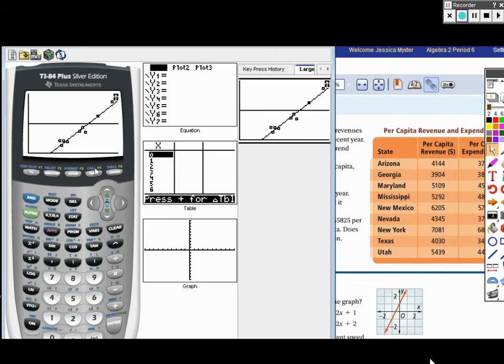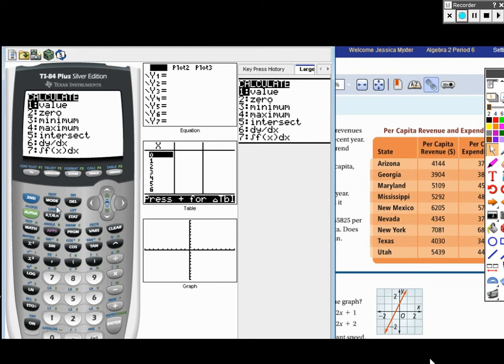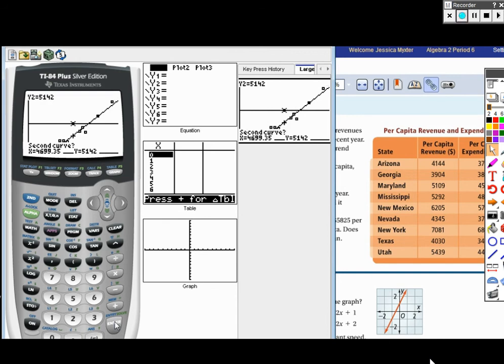Where these lines intersect should be my answer. So second Calc, intersect, hit Enter, Enter, Enter, Enter. And when Y is 5,142, I would expect the revenue to be about $5,601.26.